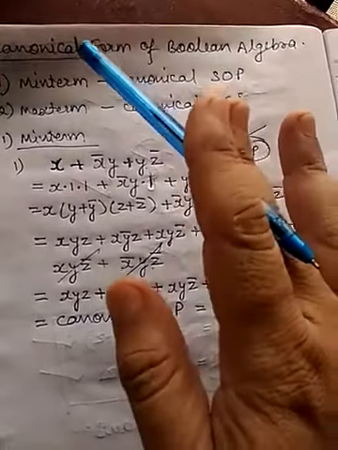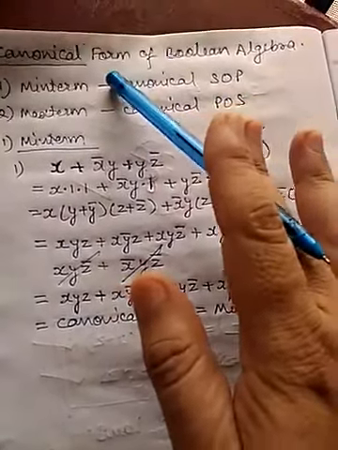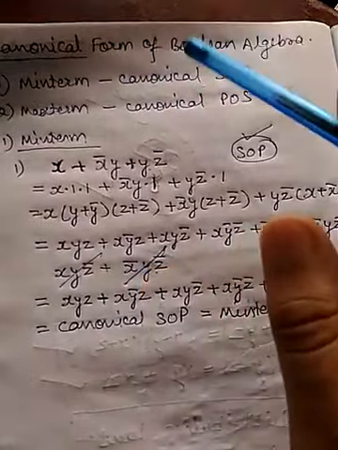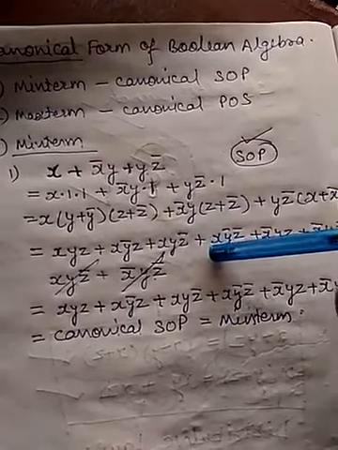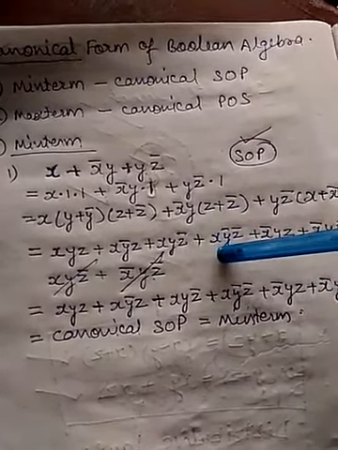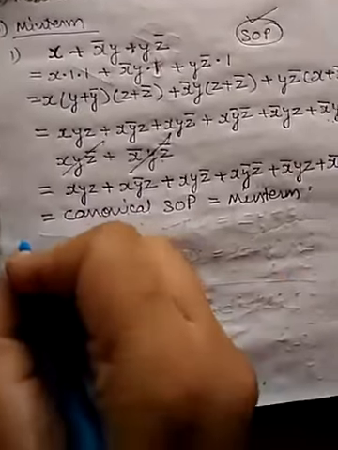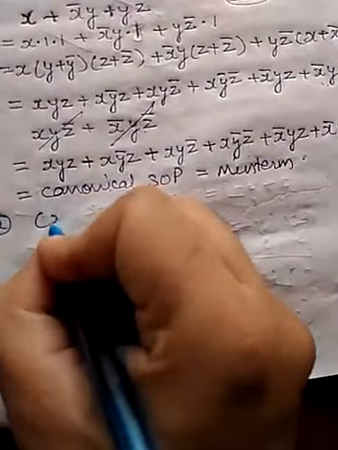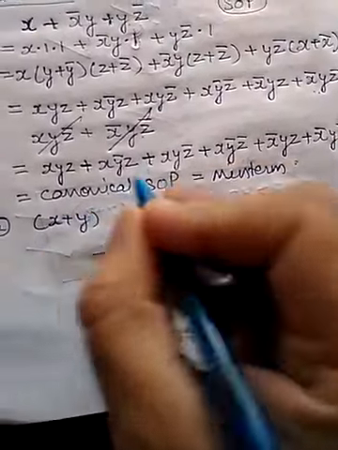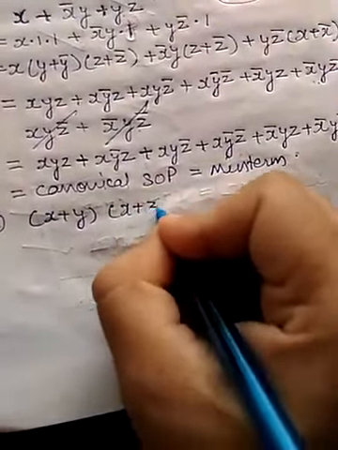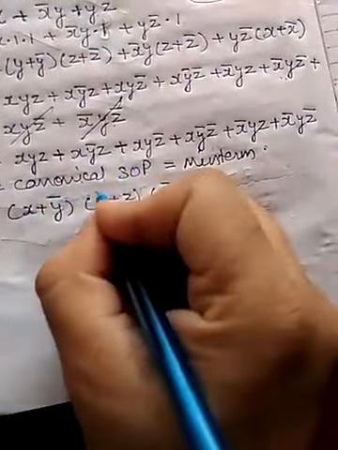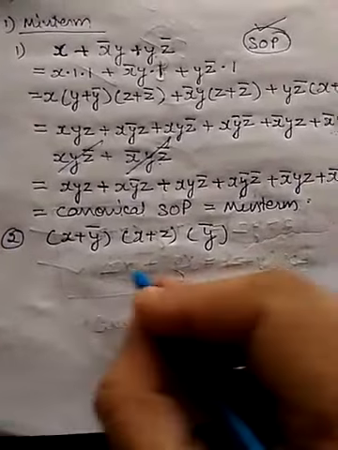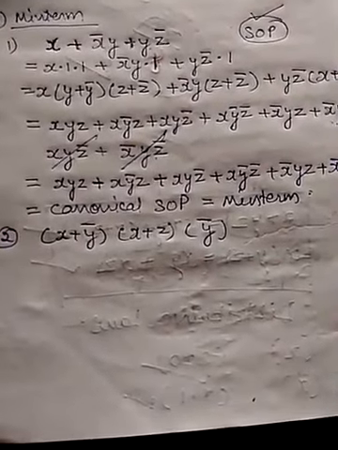Canonical forms of Boolean algebra say that a Boolean function must be in its standard form and all the terms of the Boolean function must contain all the variables. Now let us see a second example. If I give you x plus y, x plus z, and let's say y naught, and I ask you, is this function a canonical function? The answer is no. Why?